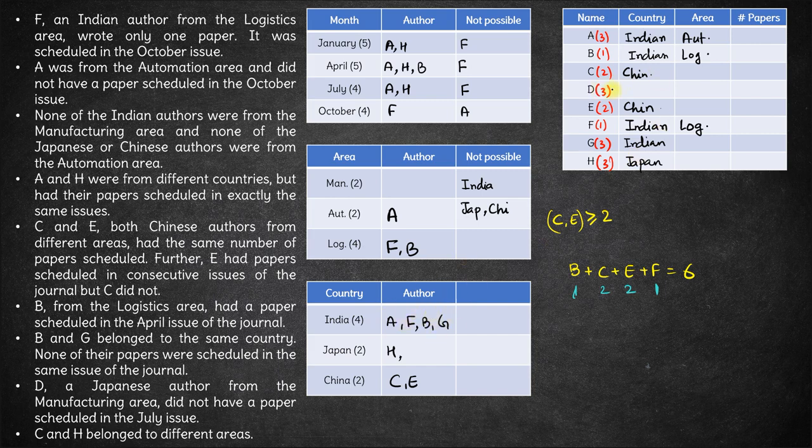So the only person left is D. Hence D must be a Japanese.